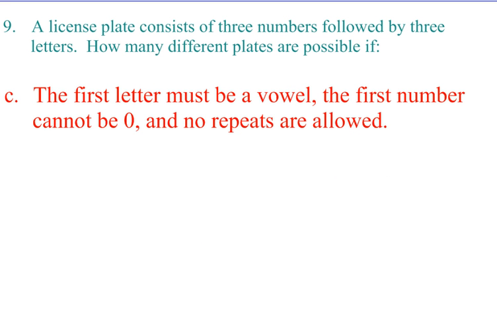And then C, the last one, says the first letter must be a vowel and the first number cannot be 0. No repeats are allowed. So let's think about this. Still 6. The first letter must be a vowel. So here I'm going to just go with that condition. My vowels, we'll say, are A, E, I, O, U. We can debate why, but I'm going to go with a no here. I'm going to call Y a consonant in this case. So we have 5 choices for our first letter.